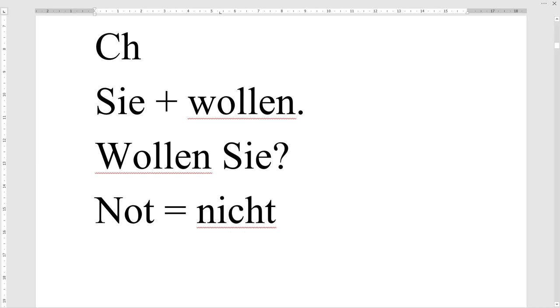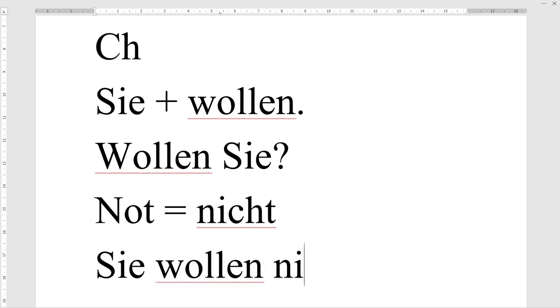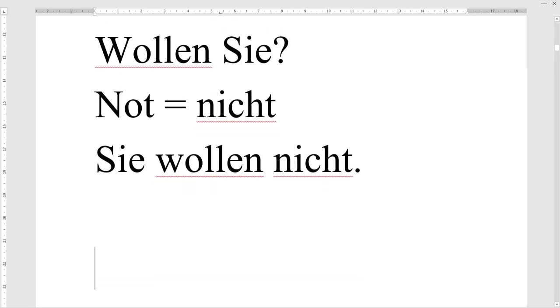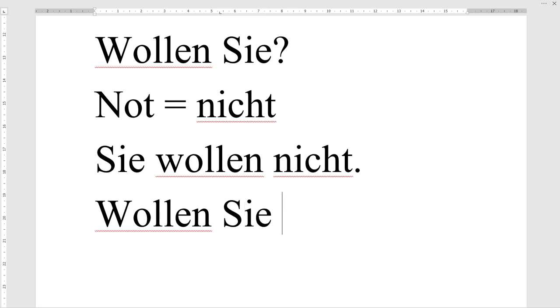Now, if you want to say you don't want, you say Sie wollen nicht. Sie wollen nicht means you don't want. For making this into a negative question, all you need to know is to reverse the subject and the verb. Then in this case we would say wollen Sie, which we had before, which was the sentence number 2. Now here we add nicht. Wollen Sie nicht means don't you want.